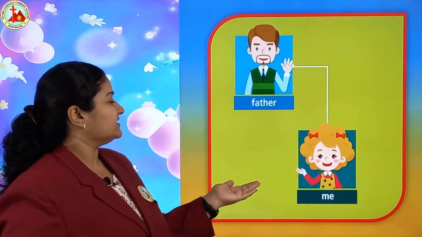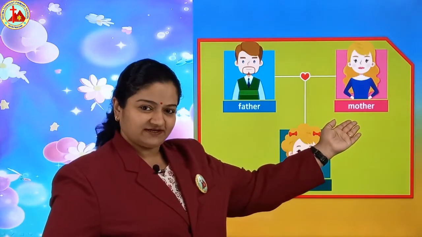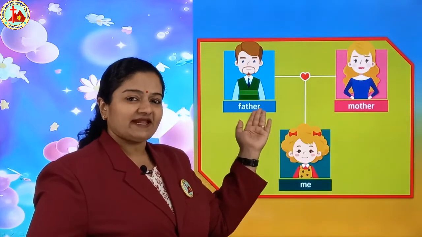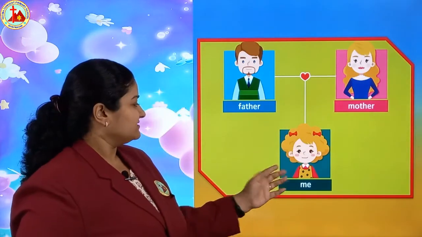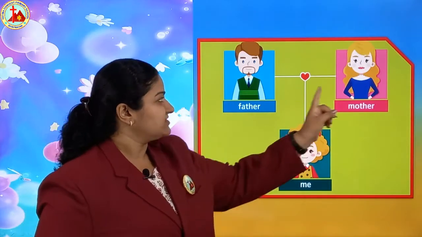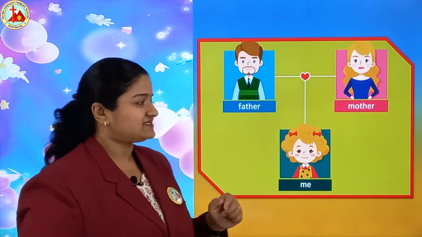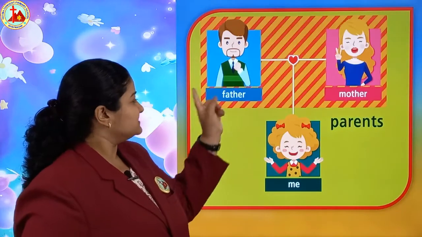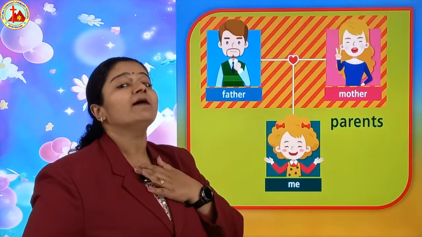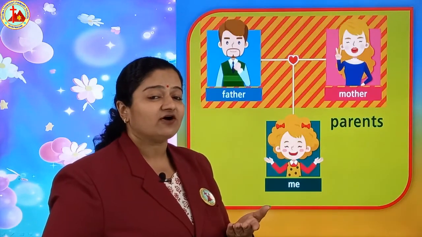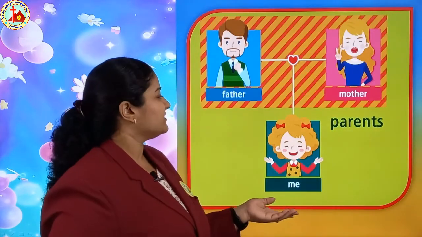Yes, next one is, this is your father and this is your mother. Mummy and daddy are called our parents. Yes, children. See, this is you. This is your father. This is your mother. Father means daddy. Mother means mummy. Yes. Next one is parents. Both father and mother, mummy and daddy, are called our parents. Yes. What are they called? They are called our parents. Yes, you have to repeat after me.